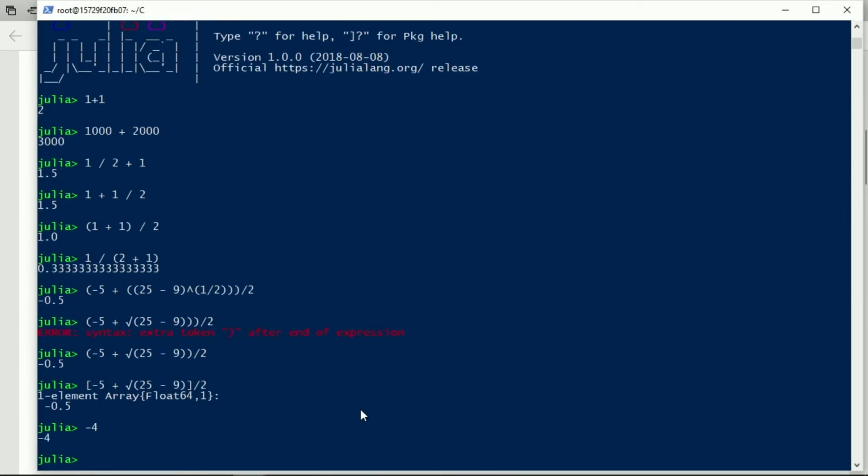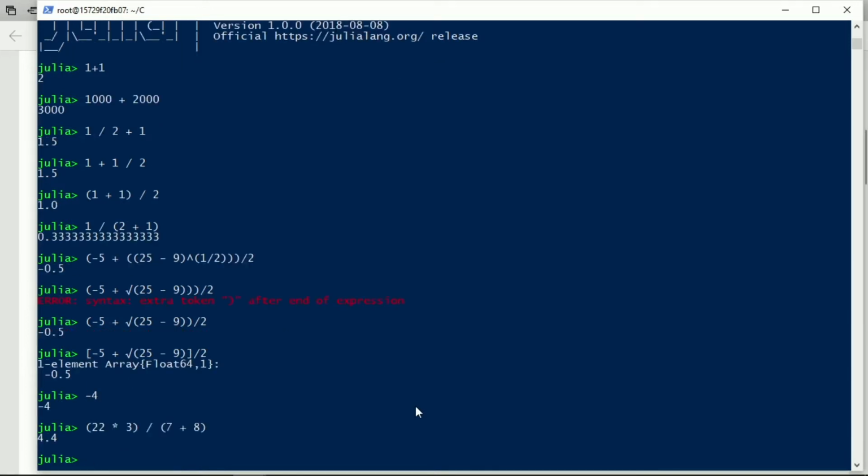Otherwise, if we want to use operators, say, plus and divide and plus, we have to use numbers. So we can have 2 times 22, if we like, times 3, divide by 7, plus 8. And Julia will evaluate this for us. If we, however, want to make sure that this is being divided by 8, we can put parentheses there. It's 22 times 3, so then this is 66 divided by 15, and it comes out as 4.4.